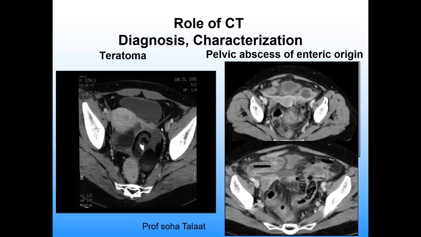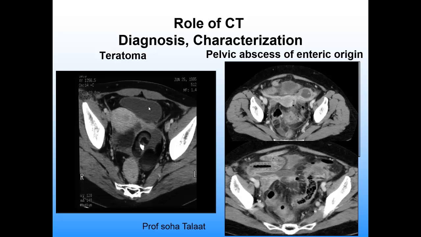This is a case of mature cystic teratoma. We have a complex left adnexal mass with a tooth-like appearance inside. There is fat. How to know this is fat? In radiology, we have to measure this by Hounsfield units. But if it is not measured, you have to compare with the other structures in the field.